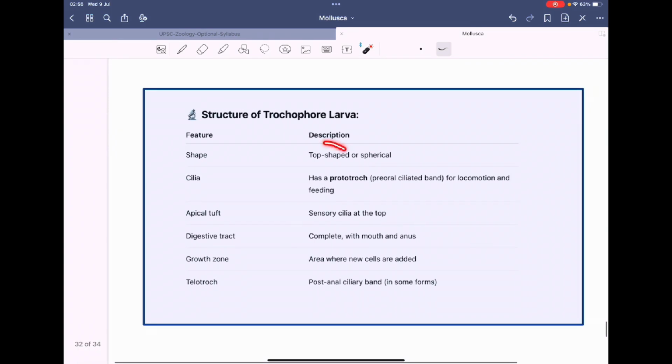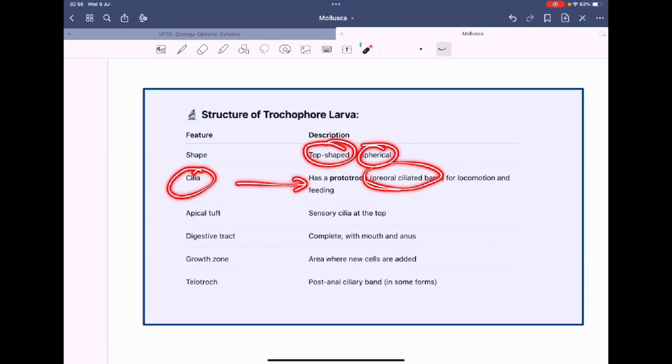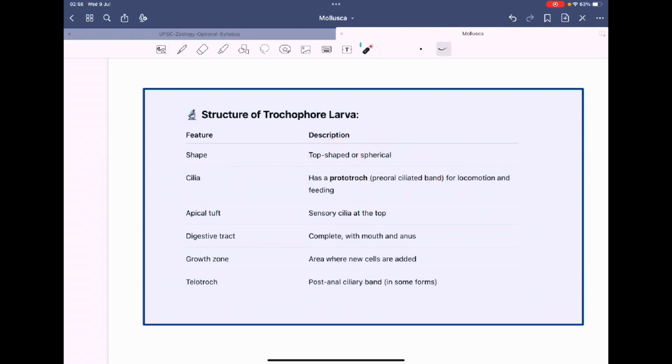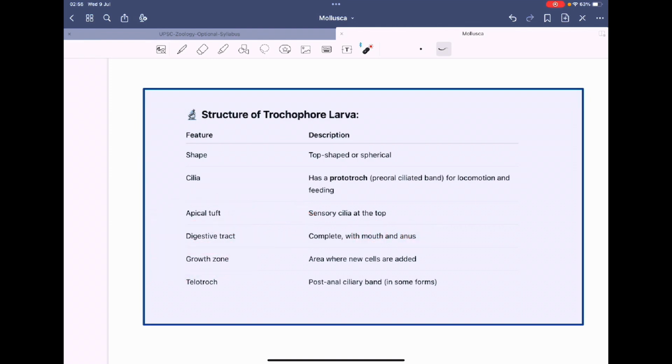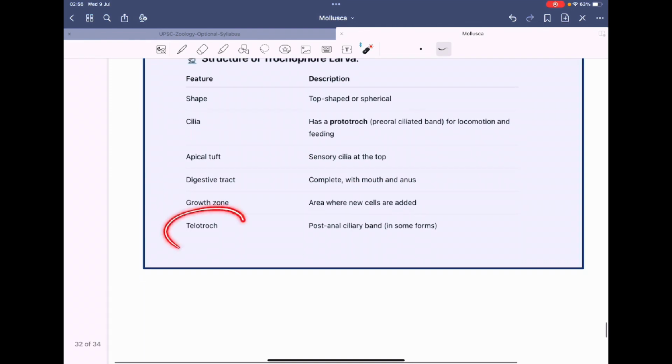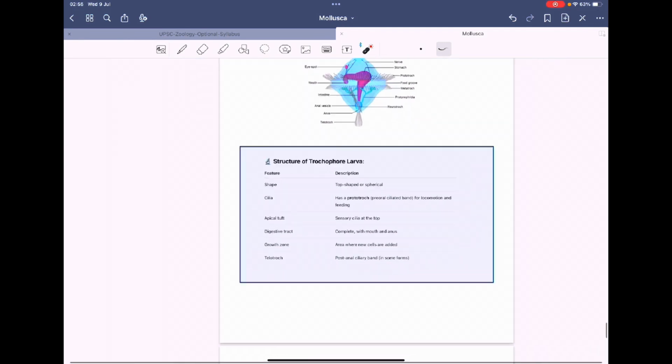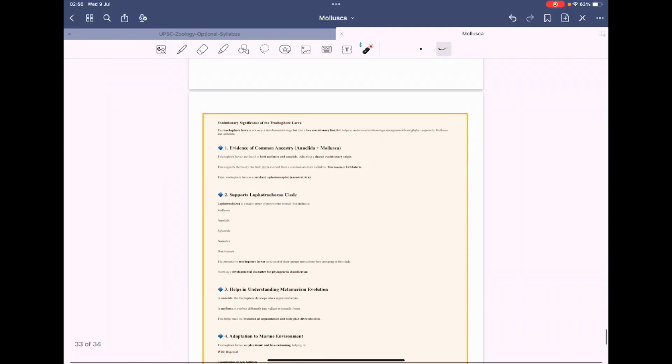So the shape is top shaped or spherical. The cilia are present as a prototroch. These are the preoral ciliated bands. They are for locomotion and feeding. They have apical tuft, which are sensory in nature. Digestive tract is complete with mouth and anus. There are growth zones, area where the nerve cells are added, and telotroch is the post-anal ciliary band in some of the forms of the trochophore.